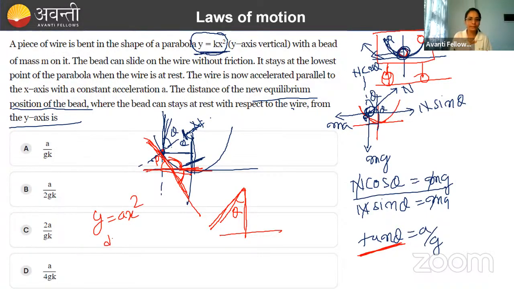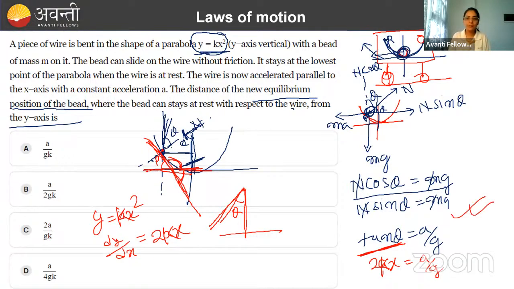Y is equal to ax square. So dy by dx, that is slope, that is tan theta at point P, will be equal to 2ax. So tan theta you can write as 2kx, k is there, sorry. So 2kx equal to a by g. So x will be equal to a by 2kg.